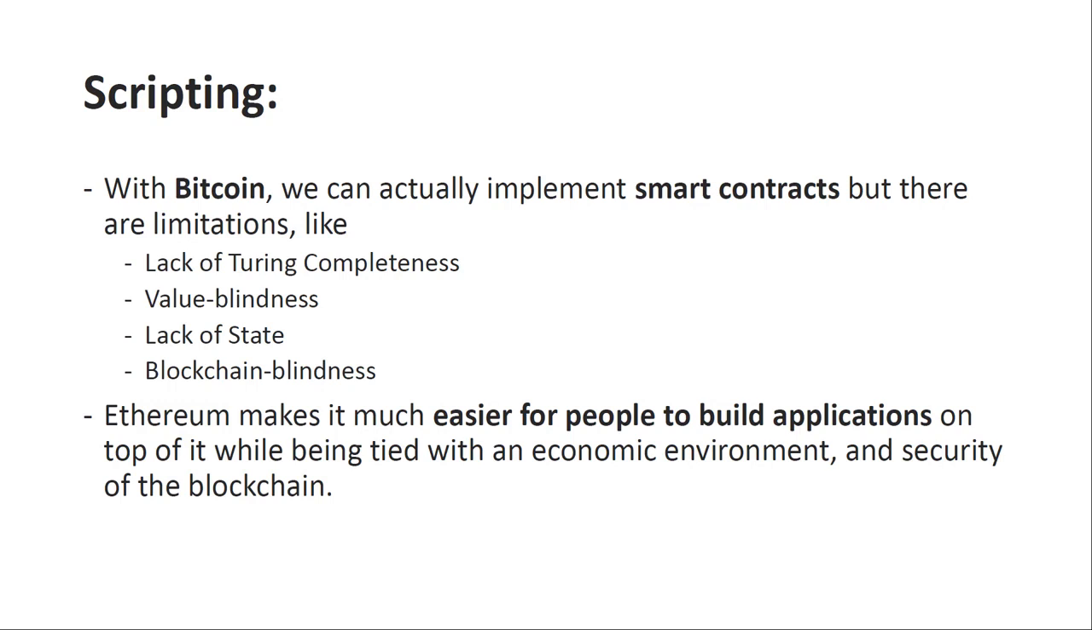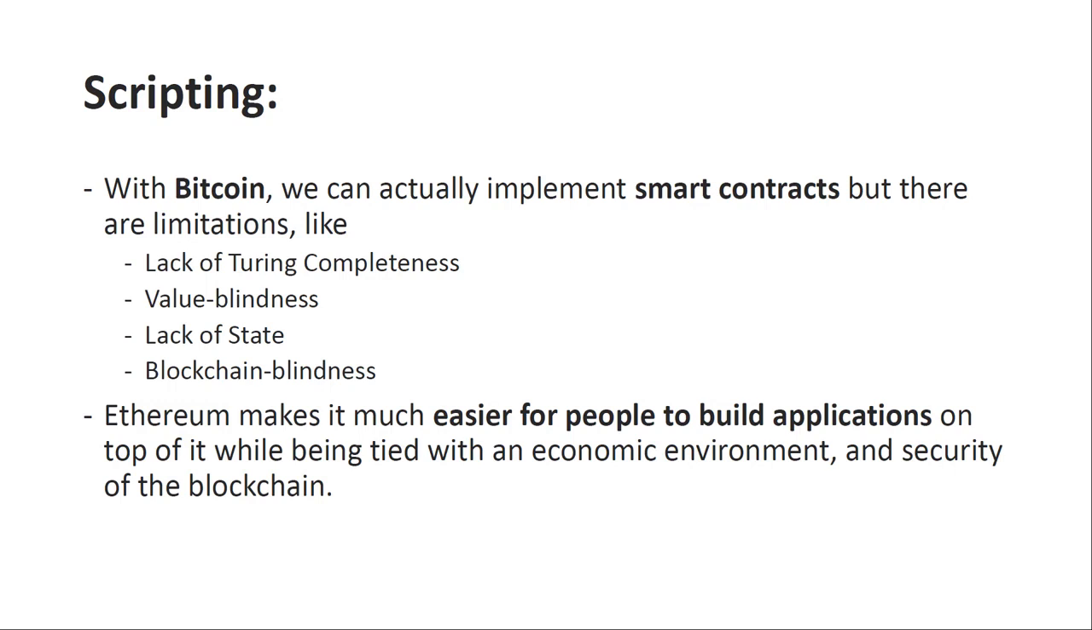Lack of state means UTXOs are either spent or not spent. It's hard to have states in between. Blockchain blindness means UTXOs can't even see the blockchain data. All of these limitations mean we get around it in 3 ways. We can create a new blockchain, or we can script on top of Bitcoin. Otherwise, we can build a meta coin on top of Bitcoin. But each of these 3 ways has drawbacks.